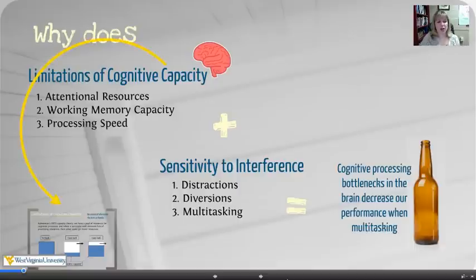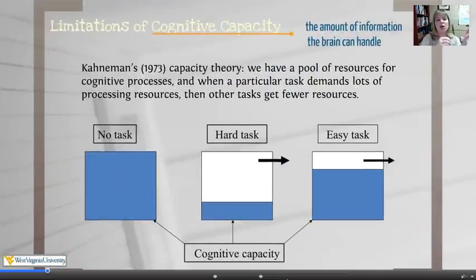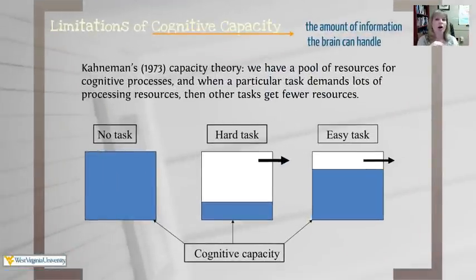So let's start off by explaining one of the more important concepts, which is going to be an ongoing theme throughout this whole lecture: the idea of cognitive capacity. Cognitive capacity refers to the amount of information that the brain can handle. But we see limits in cognitive capacity come in all different types of processing. The best way to explain capacity theory is that we have a finite pool of resources that we can use at any given moment to process different types of information or to perform different cognitive tasks in our brain.